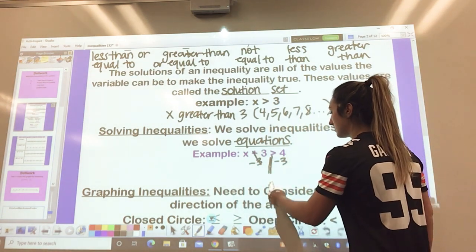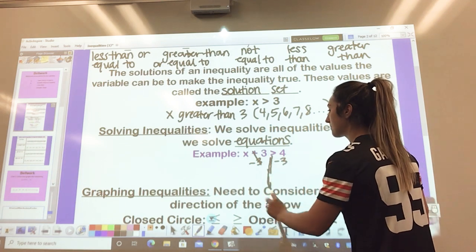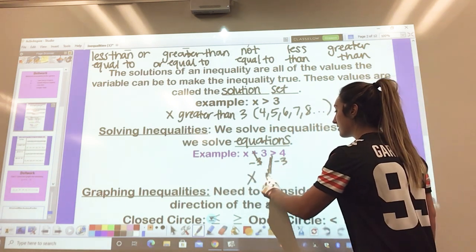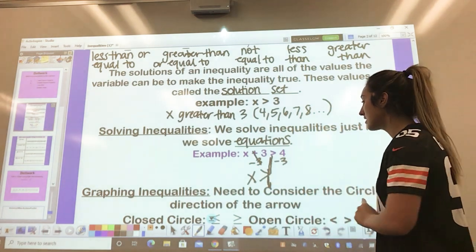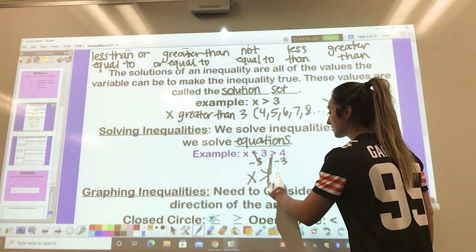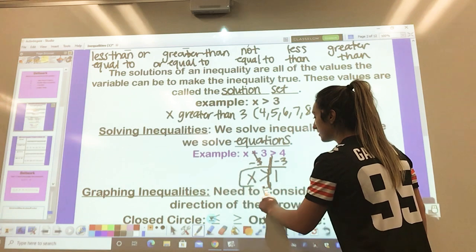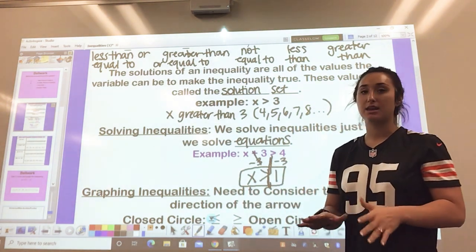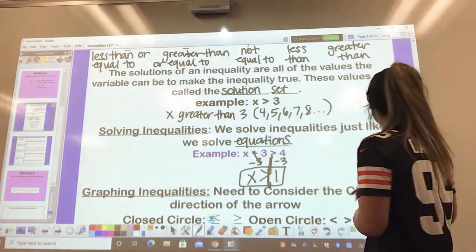So then we're left with just x over here. Now we have a greater than sign still. And 4 minus 3 is 1. So the solution set is x is greater than 1. X can be any number greater than 1.